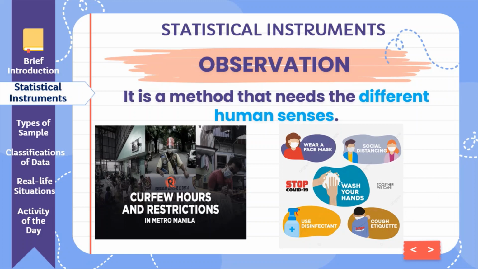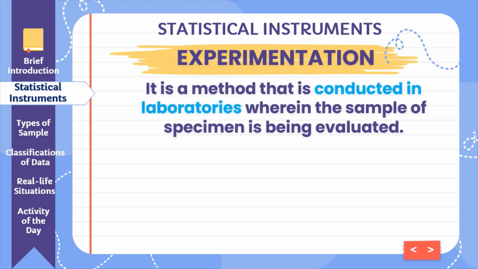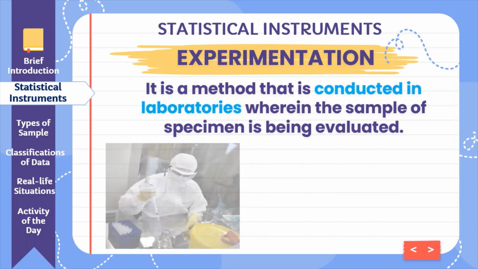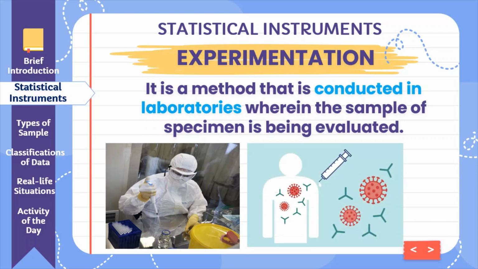Okay, that is observation. The next, experimentation. Ito kasi ang gumagawa nito is yung mga professionals na. It's a method that is conducted in laboratories wherein the sample of the specimen is being evaluated. Most of the time, ang experimentation ay mga medical, ang mga gumagawa po nito, yung mga medtech, okay, or mga nasa laboratories. Katulad po nito. Yan, kaya nalalaman kung may mga bagong variant ba ng virus or positive ba or negative ba. So, that's experimentation. So, pati yung effect ng vaccine, experimentation din po yan. At sinasabayan din po ng observation.